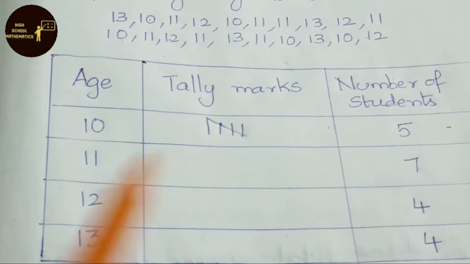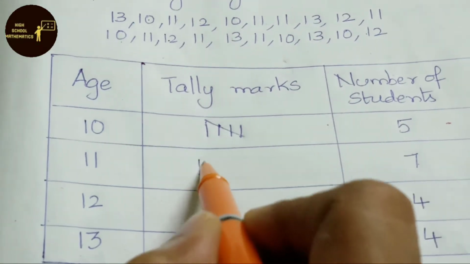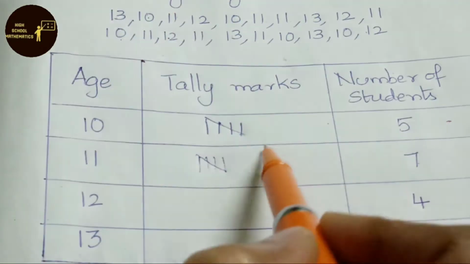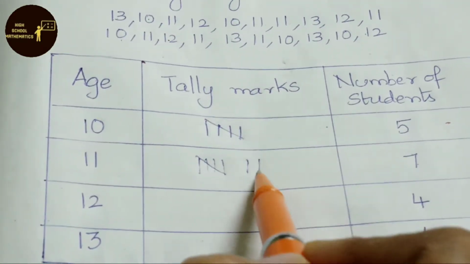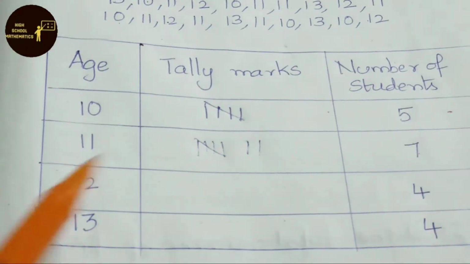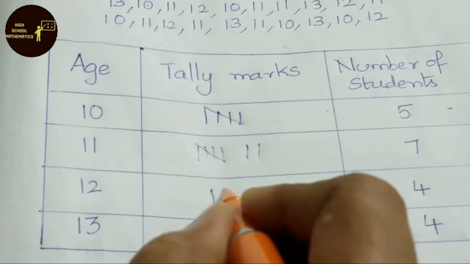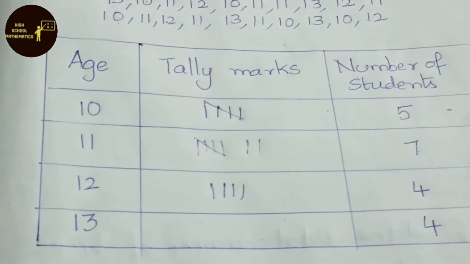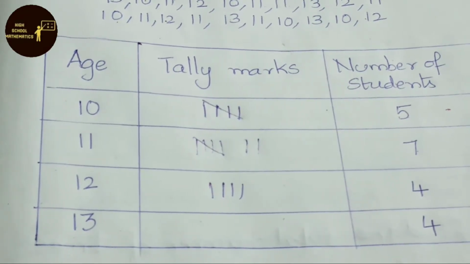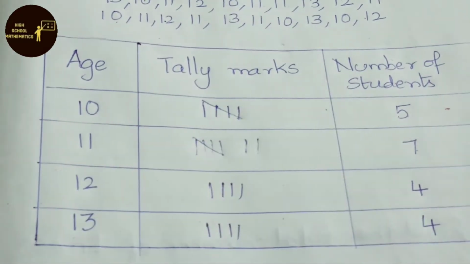Next, 7 students have age 11. So let us represent 7. First write 4 vertical lines, one cross line that makes 5, and 2 more lines that make a total of 7 tally marks. Next, 4 students have age 12. So let us represent this using tally marks, that is 4 vertical lines. Next, 4 students have age 13. This also we have to represent by using tally marks. So let us write 4 vertical lines.